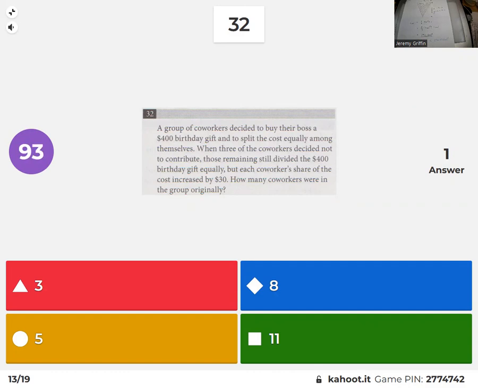Give you guys a hint. Do a system of equations, and your variables are how many coworkers and how much did each originally contribute. Solve this with a system of equations. Let me see if you can set up a correct system, even if you don't get to the answer, because the choices might be like, which of the equations would solve the problem, right?